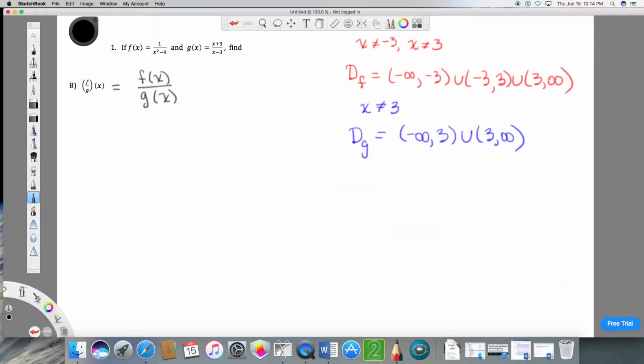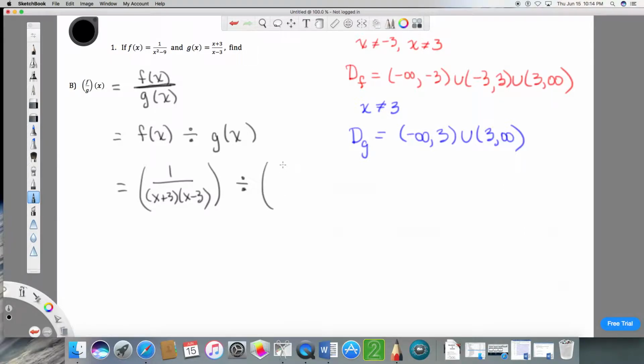Now remember that this fraction bar is not the only way that I have to denote division. I could write f of x divided by g of x. And I'm going to choose to write it this way, and I think you'll see why in just a second. For f of x, I know that's 1 over x plus 3 times x minus 3. And for g of x, it's x plus 3 over x minus 3.